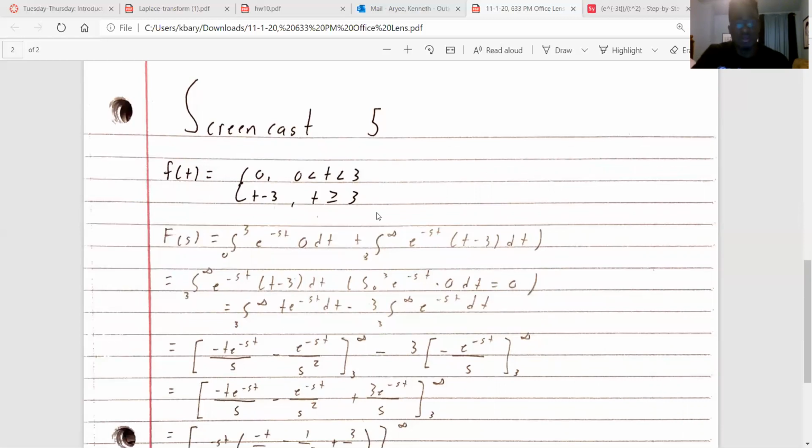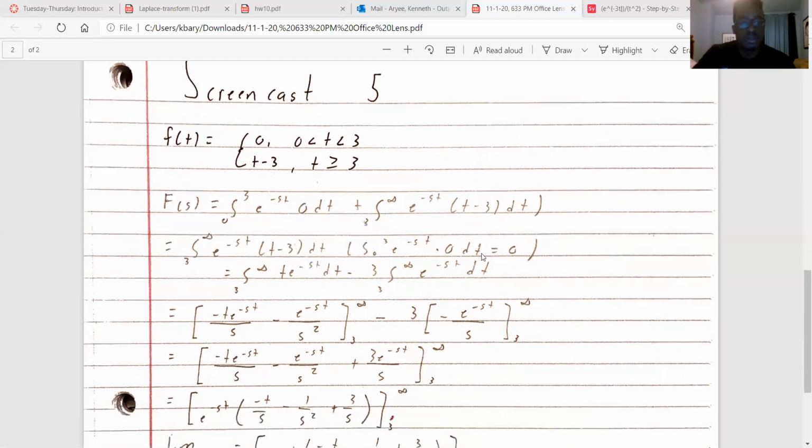As we learned in our homework, when we apply the Laplace transform to a function, you apply the kernel equation times the function. But in this case, our first condition is 0, so this whole first part would just cancel out to be 0. Then our second condition is t minus 3, so you have the kernel equation multiplied by our second function over here, t minus 3.